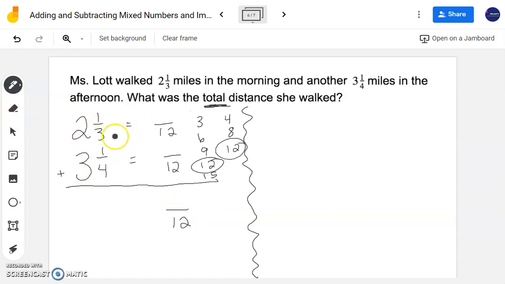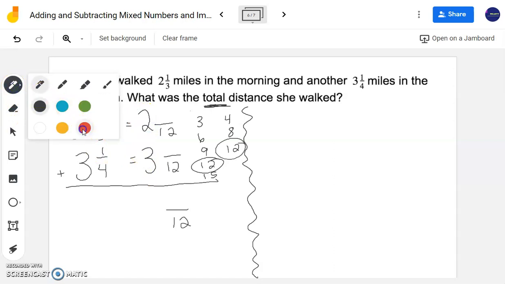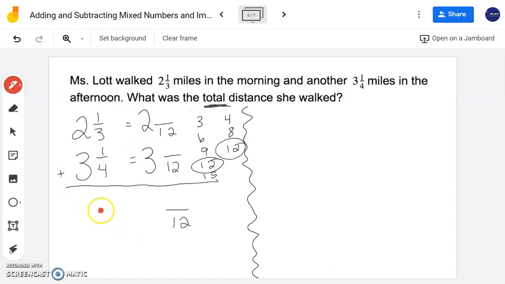I see that now I have a whole number. Let me just simply include that here. And now let's determine what my new numerator is going to become. So 3 times what number gives me 12? Well, 3 times 4 is 12. So if I multiply my denominator by 4, I do the same to my numerator. So 1 times 4 is 4.